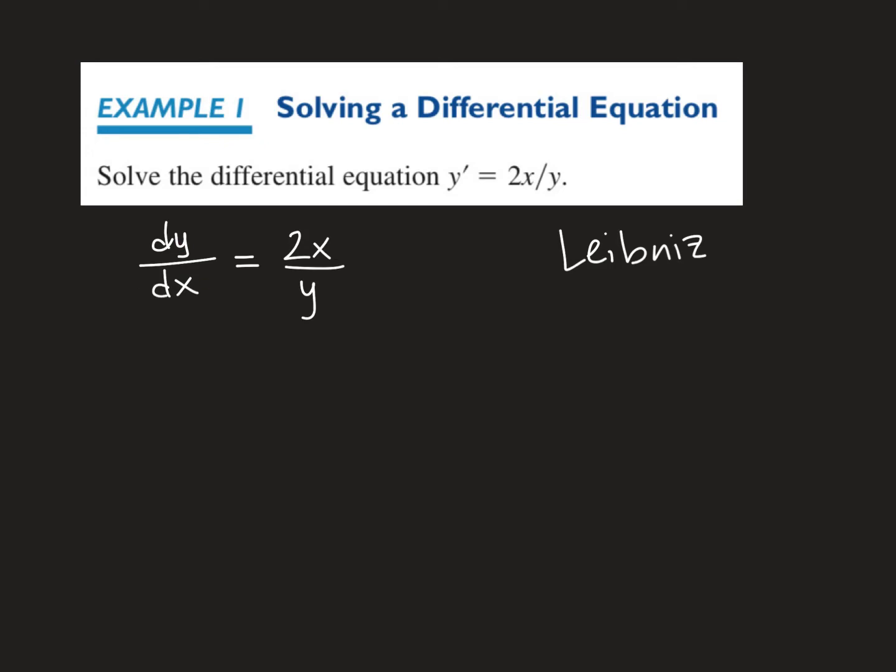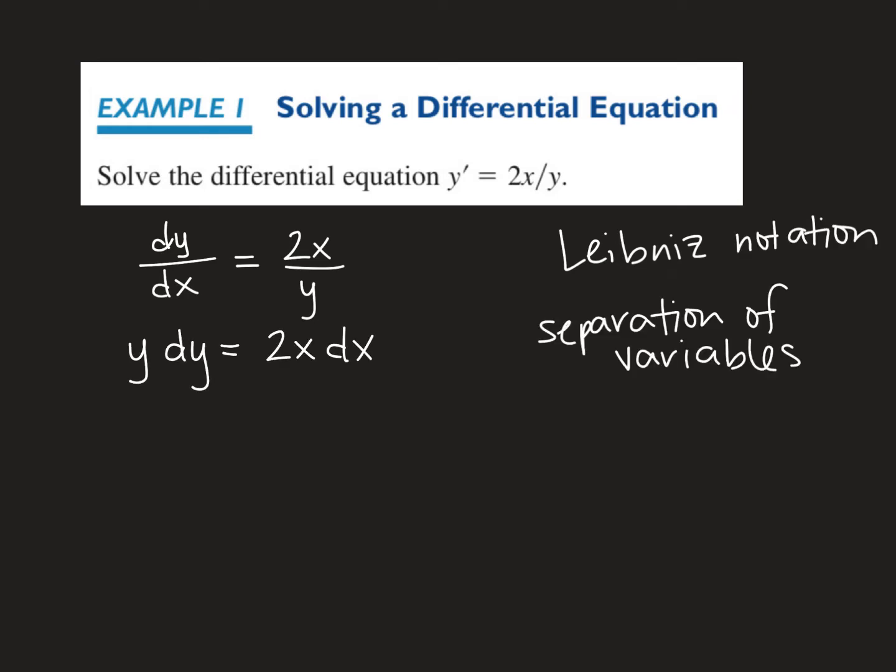All right, so from here, we want to actually separate the variables and get everything with y on the left and everything with x on the right. Now I'm going to do this in just one step. I'm going to multiply both sides by dx, and then I'm going to multiply both sides by y. So when I do that, I'll end up having y dy equals 2x dx. Now we still have our differential equation, but we have separated the variables. So now we can integrate both sides.